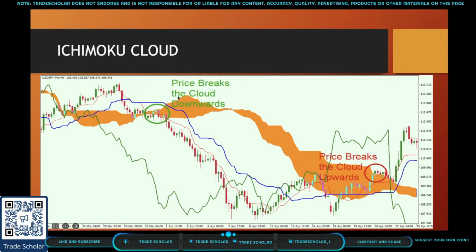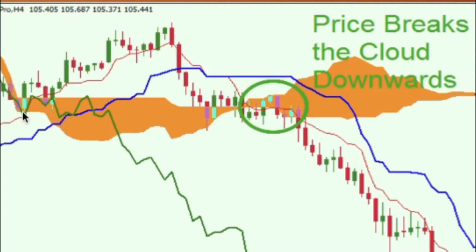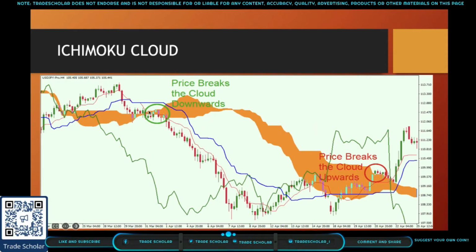Price breaks the cloud downwards. If the candle also crosses the cloud, you see the candle always crosses the cloud in the thinnest part of the cloud. Look at here, it crosses here in the thinnest part of the cloud. Another here crosses at the thinnest part of the cloud. Because the bigger the cloud, the harder it is to break, so you will have a hard time breaking it.